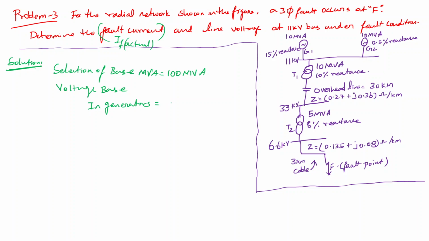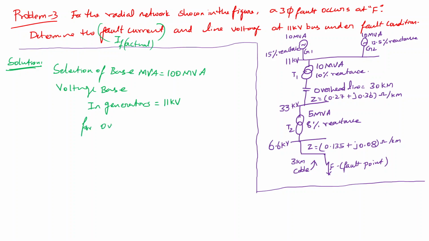Okay, so the voltage base in the generator is 11 kV, because near the generators I have 11 kV only. The generators are connected together at 11 kV, so I'm taking the voltage base as 11 kV in generators.